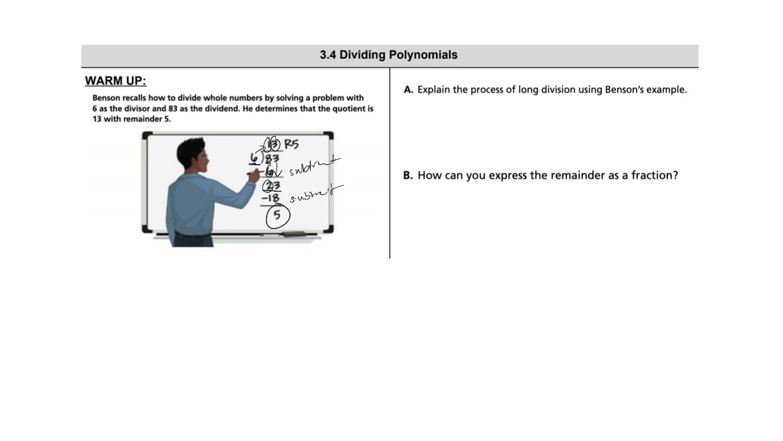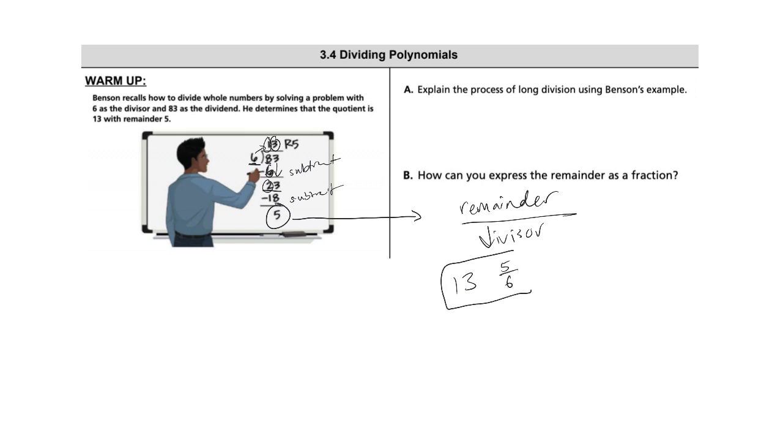Now, how do we write this as a fraction? Well, we write a remainder over the divisor. So our answer here would be 13 and 5/6. Okay, because remainder over divisor.